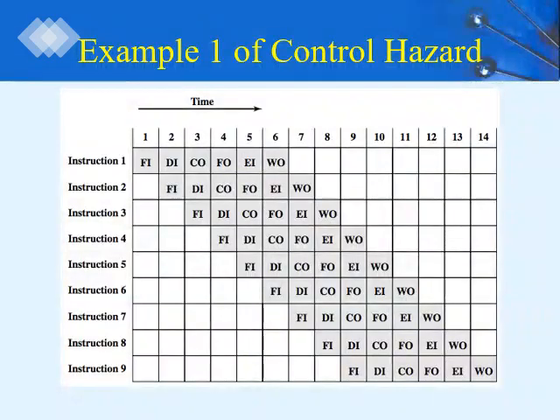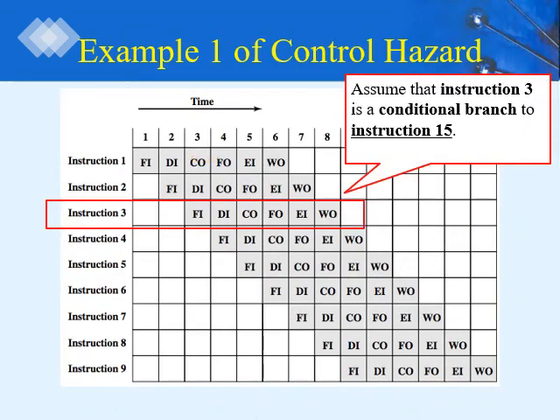So I'm showing you this figure. In this example, we have an extra stage, which is CO. CO is calculate operand. So fetch instruction, decode instruction, calculate operand, fetch operand, execute instruction, and write operand. Okay, let's go. Instruction 1 and 2 are normal instructions. However, we're going to assume that instruction 3 has a conditional branch, jump or jump not 0.